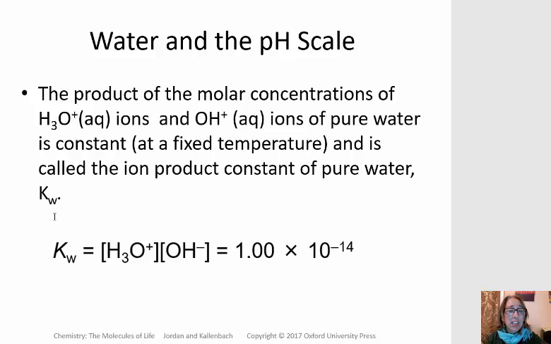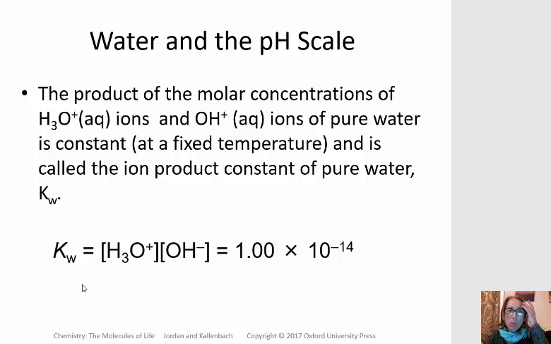In fact, if we take the concentration of them and multiply the concentration of hydronium times that of hydroxide, we get a really, really tiny number, 1 times 10 to the minus 14th. At 25 degrees Celsius in pure water, this mathematical product of the concentration of hydronium times hydroxide is always 1 times 10 to the minus 14th. And it has a special name, Kw.